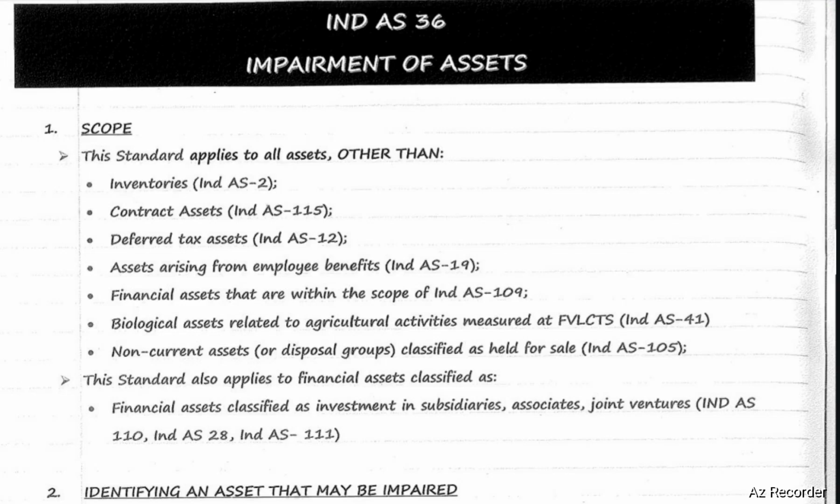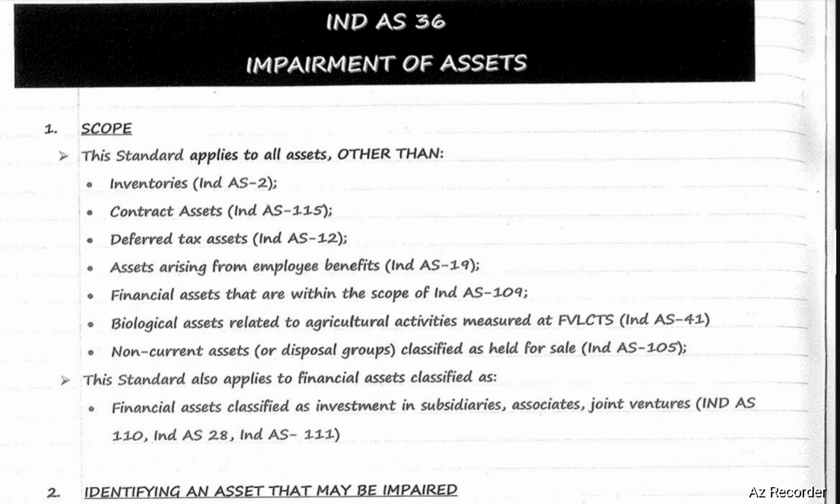Ind AS 36, Impairment of Assets. This standard applies to all assets other than inventories. For inventories, Ind AS 2 is applicable. Contract assets: for contract assets, Ind AS 115 is applicable. Deferred tax assets: for deferred tax assets, Ind AS 12 is applicable.